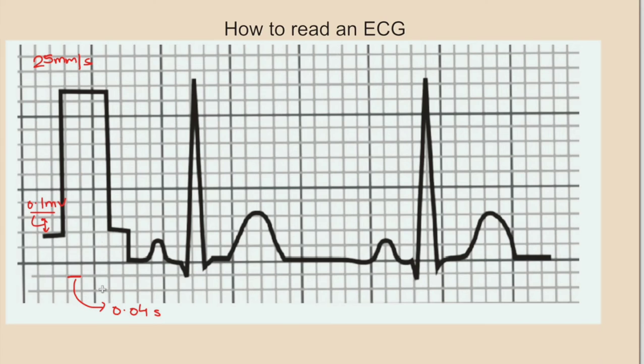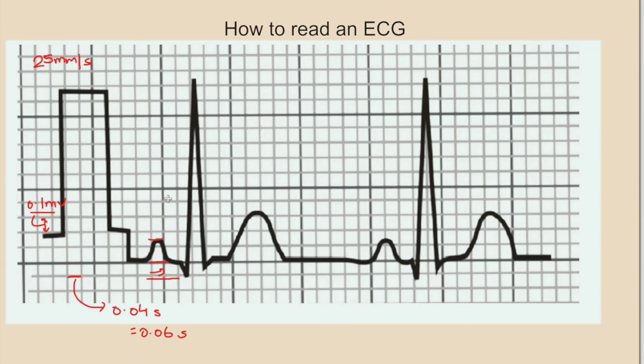Why is it important to know this? Because once you know the calibration and speed and how much each square represents horizontally and vertically, to determine the duration of each segment, interval, wave, you can simply count the number of squares. Suppose here the P wave has around 1.5 squares, so it will represent 0.06 seconds. And for voltage, you just count the number of squares vertically. Suppose here again it is around 1.5 squares, so it will be 0.15 millivolt.